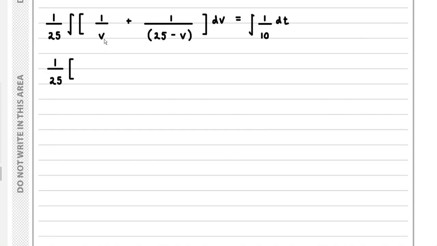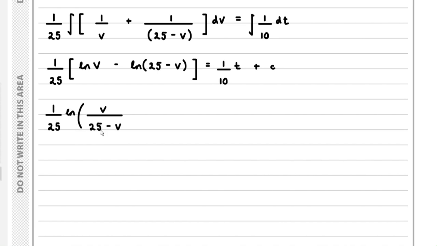Now, integrating 1 over V, we end up with the natural log of V, and integrating 1 over (25 minus V), we end up with minus the natural log of (25 minus V). On the right-hand side, integrating 1 over 10 with respect to t, we end up with 1/10 t, and then we add on a constant of integration plus c. On the left-hand side, we've got the natural log of V subtract the natural log of (25 minus V), so we can use the subtraction law of logs to simplify this. So we've got 1 over 25 multiplied by the natural log of V over (25 minus V) equals 1/10 t plus c.